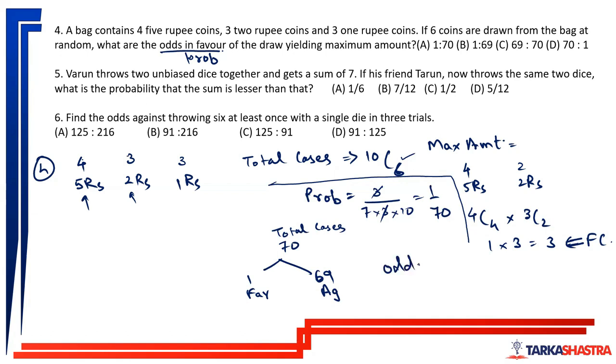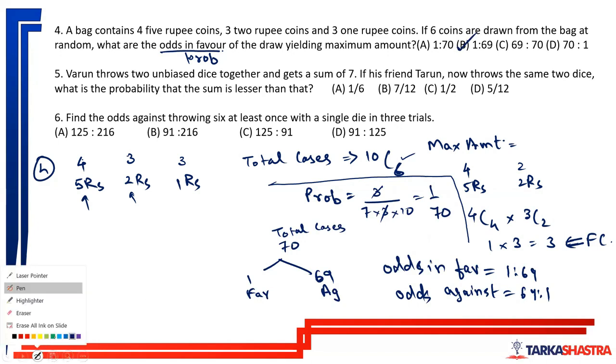So odds in favor is 1:69, and odds against will be 69:1. They are asking us odds in favor, which is 1:69. Okay, I hope you have understood this. Moving forward to the fifth question.